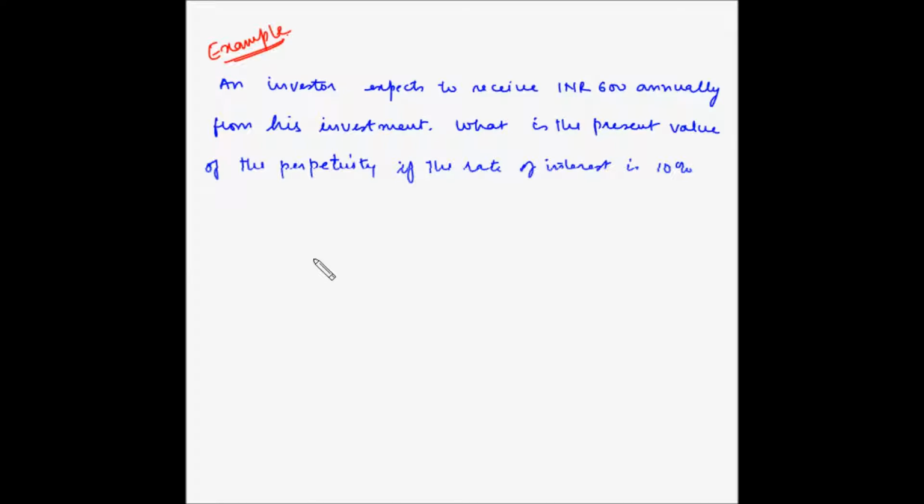So this is a case of perpetuity. Let's draw the time scale. So 0, 1, 2, 3, and so on. The amount of annuity expected is 600 rupees each year, and the rate of interest is 10%, and we want to find out what is the present value, or how much should be invested today.